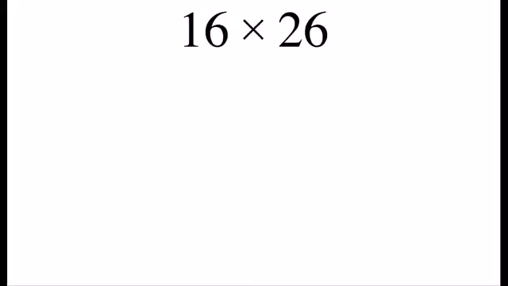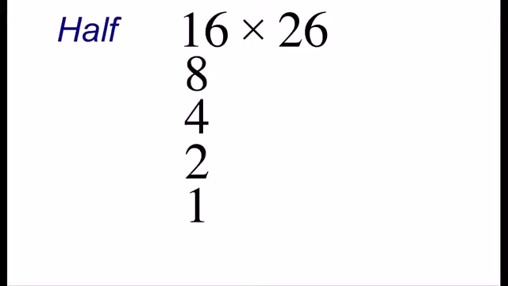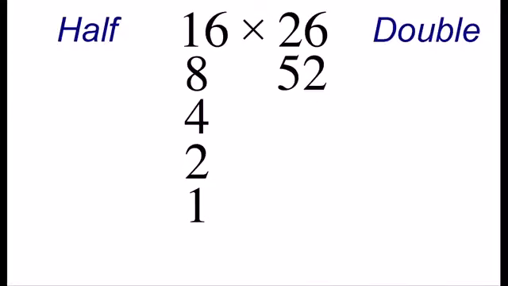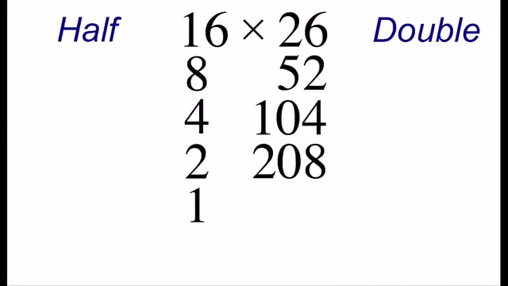Let's do another example to see how this method works. Let's say you wanted to do 16 times 26. The first step is to divide the number on the left in half repeatedly. So dividing 16 in half, we get 8, and then 4, 2, and finally 1. We take the number on the right and we repeatedly double it. So from 26 we get 52, 104, 208, and 416.